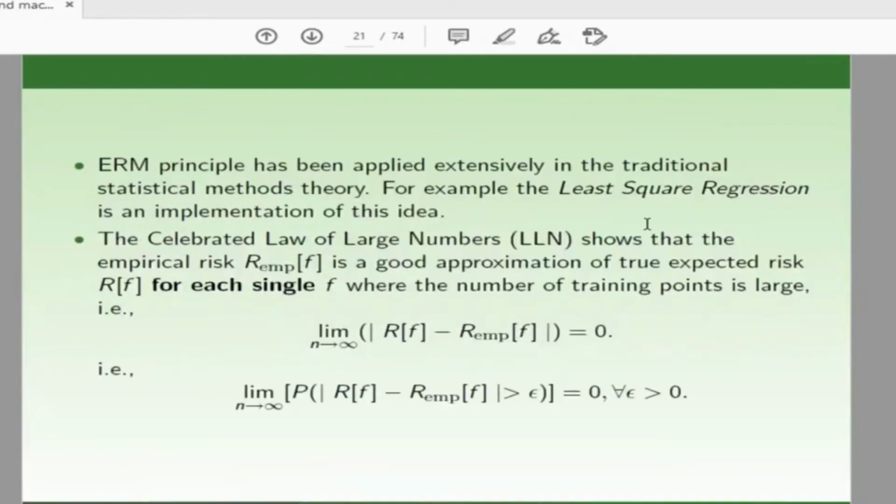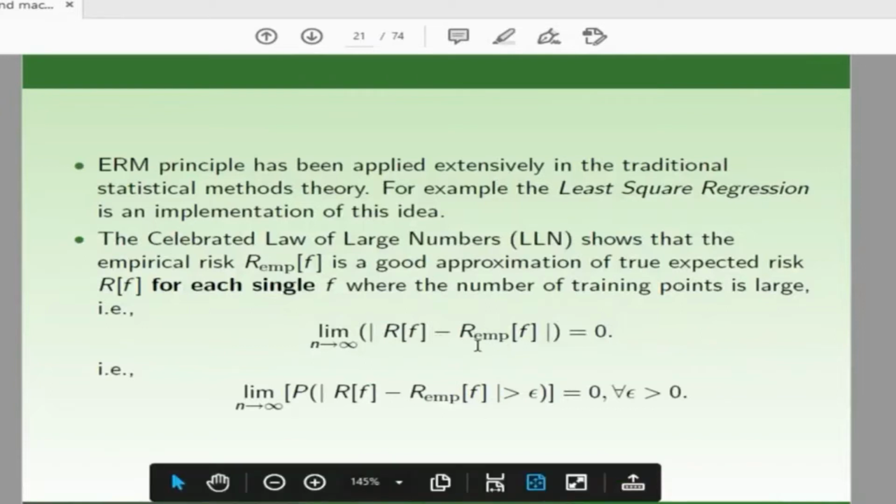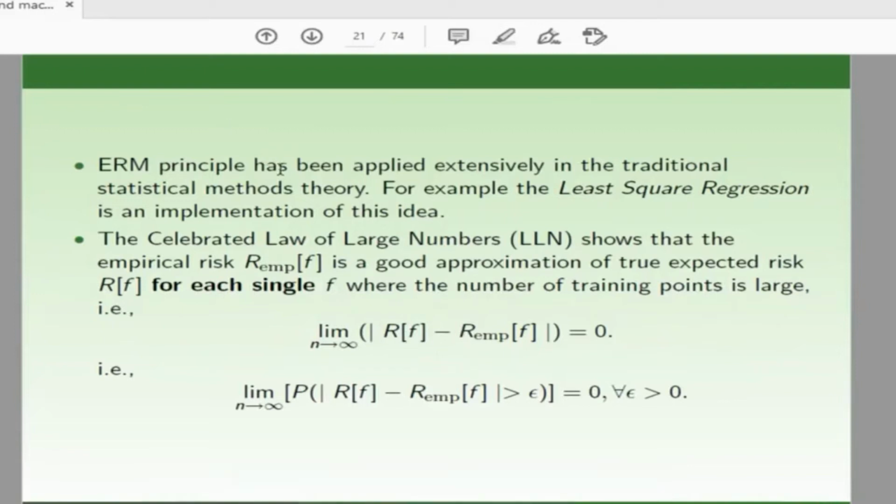Now you want to know the connection between empirical risk and true risk. Remember, this is your empirical risk and this is your true risk. Essentially, we have all read that in statistics we use least squares regression and so on. The whole of statistics is basically based on the empirical risk minimization principle, simply because you know the probability distribution function, and once you know that, then for a large sample, large data, the empirical risk will give you the true risk.